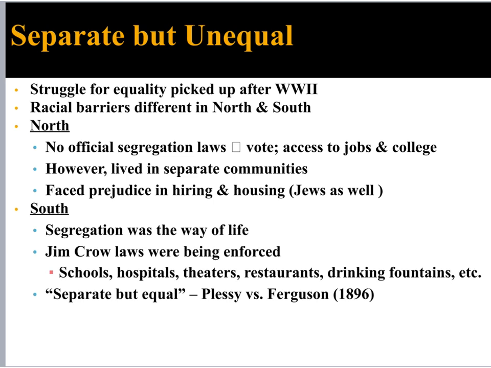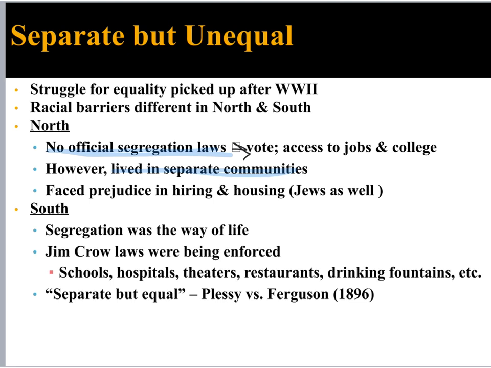The racial barriers were different in the North compared to the South. In the North, generally, there was no official segregation law. African Americans could still vote. They had legal access to jobs and colleges, but still African Americans and whites rarely mixed. In the North, there were white neighborhoods and African American neighborhoods. They tended to live in different communities, and as a result, their children usually attended different schools. So the demographic of a school district was different because very rarely did African Americans and whites mix in the North. They lived in separate communities.